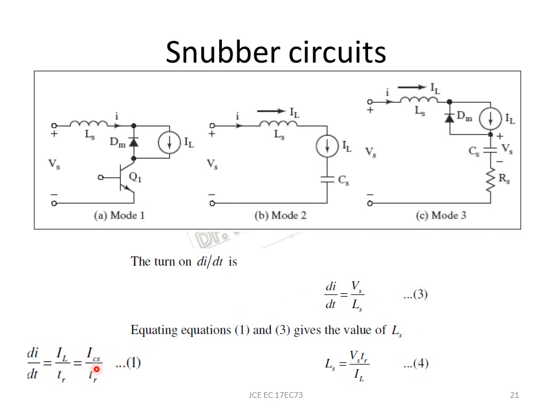If you compare this with equation 1, this is also di by dt, and substituting Vs by Ls here, we will get an equation that determines the value of Ls, which is nothing but the series inductance value of the snubber circuit. So Ls will be equal to Vs upon di by dt, and if I substitute di by dt as IL upon TR, you will get Ls is equal to Vs into TR by IL. Note this as equation 4.